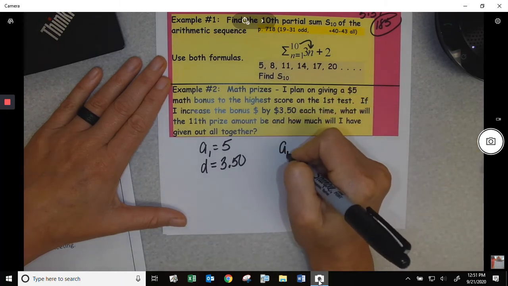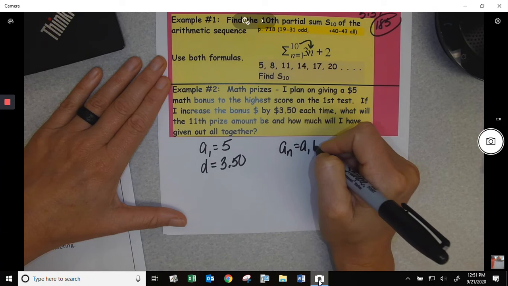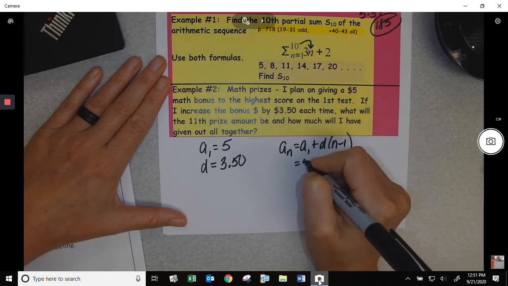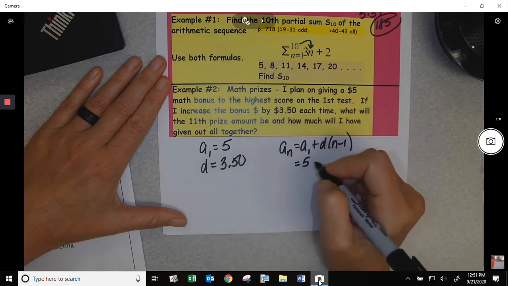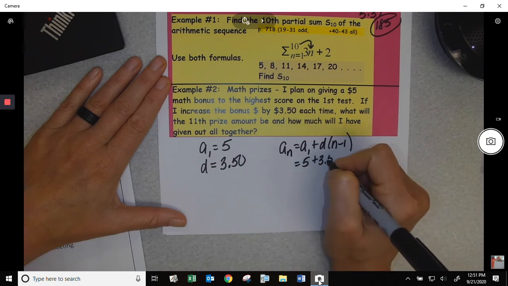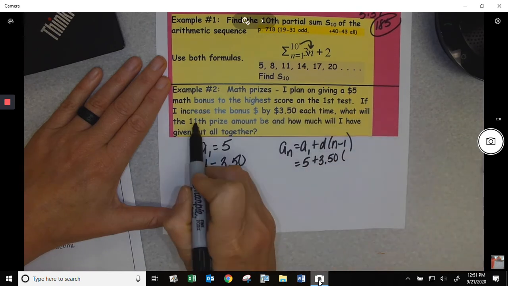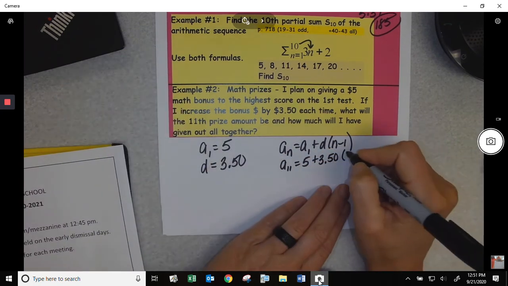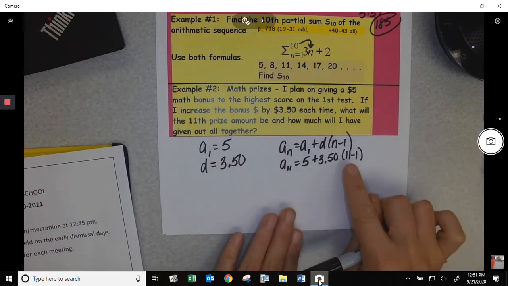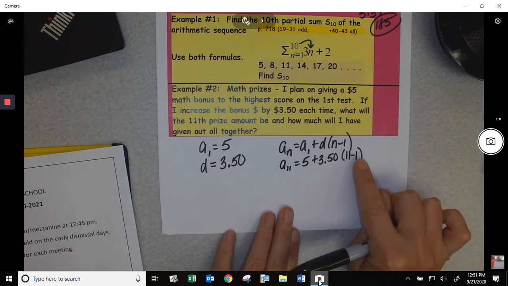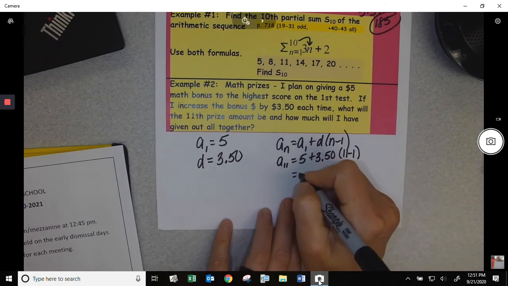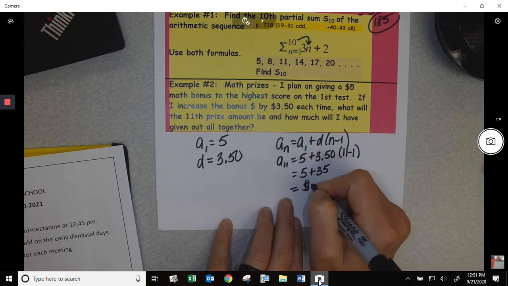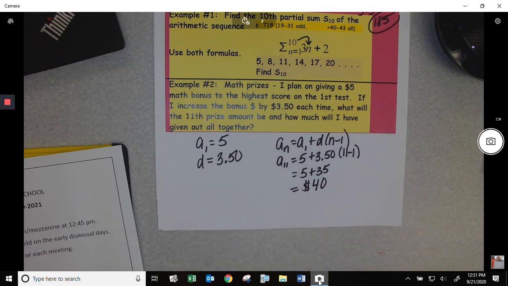So I'm going to go back to my specific term formula. A sub 1 is 5. What did we say it's going up by? 350. Which term do I want? I want the 11th term. 11 minus 1 is 10. 10 times 350 is 35. 5 plus 35 is $40. So that's my last term.